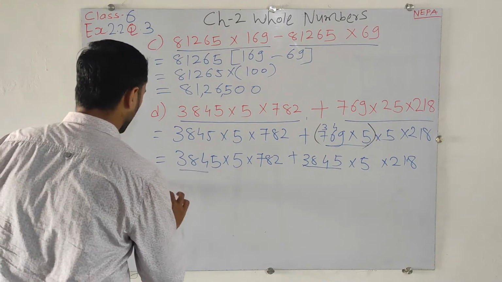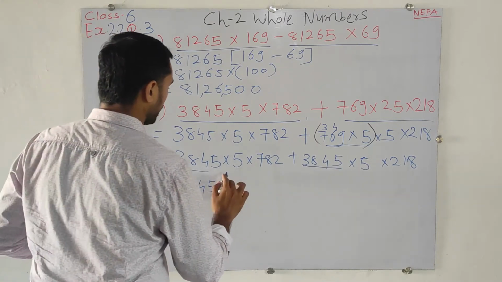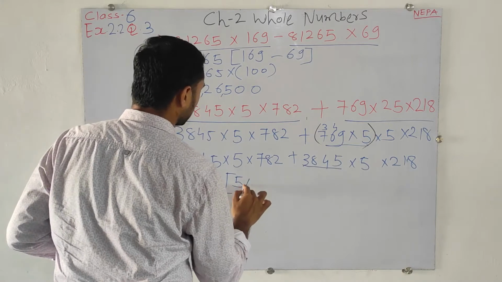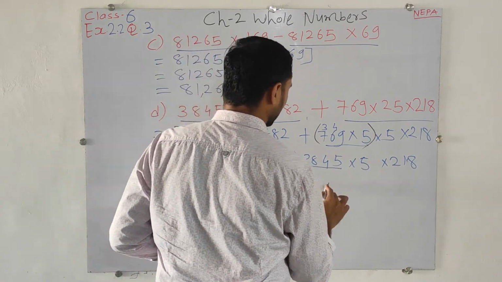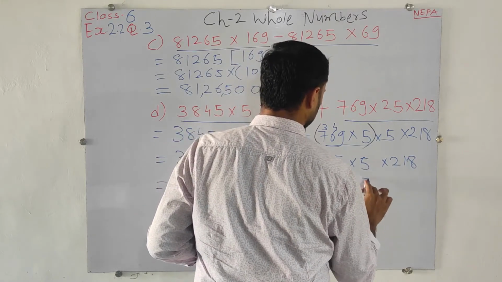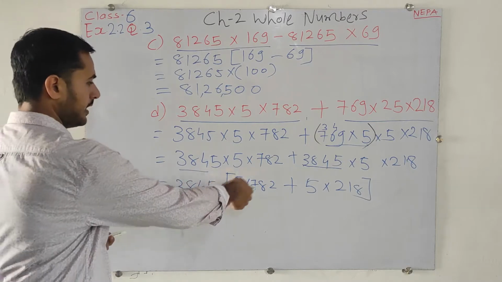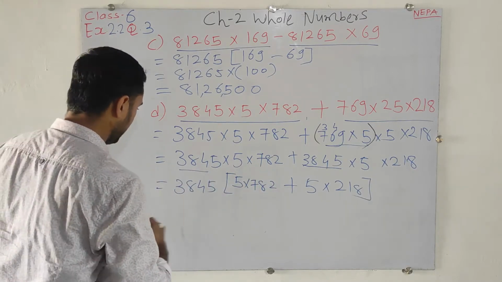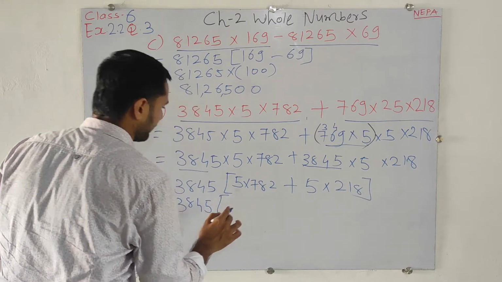So now we can take it common. So here 3845 is common. So what will remain? 5 multiplied by 782 plus 5 multiplied by 218. Now simply just do the multiplication in the bracket. So here 3845 as it is in the bracket.